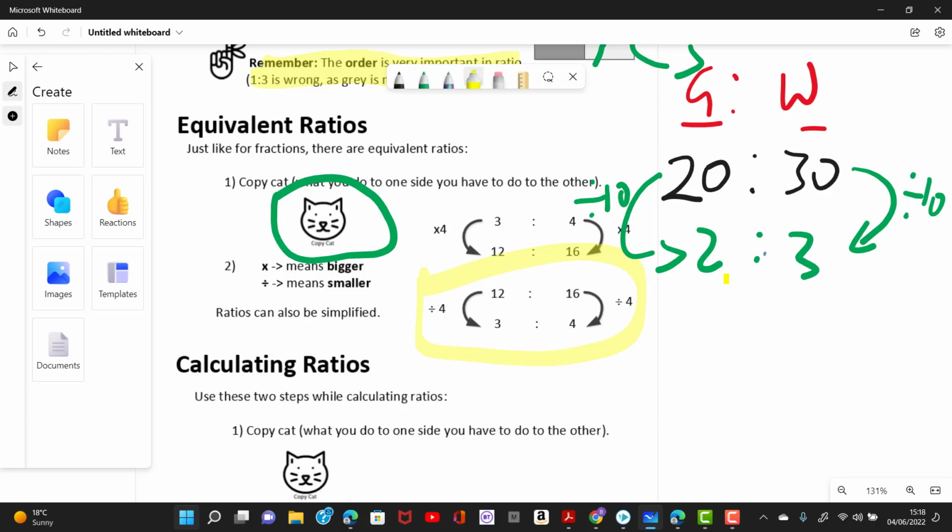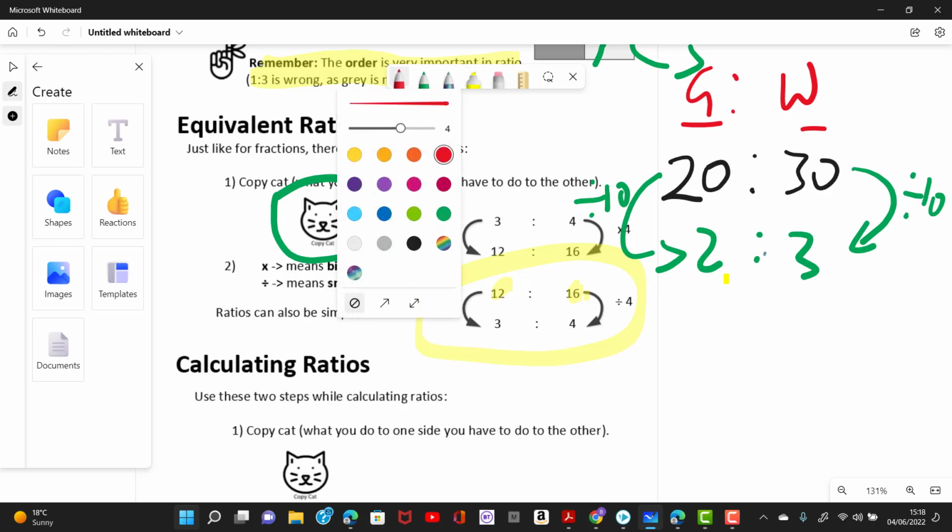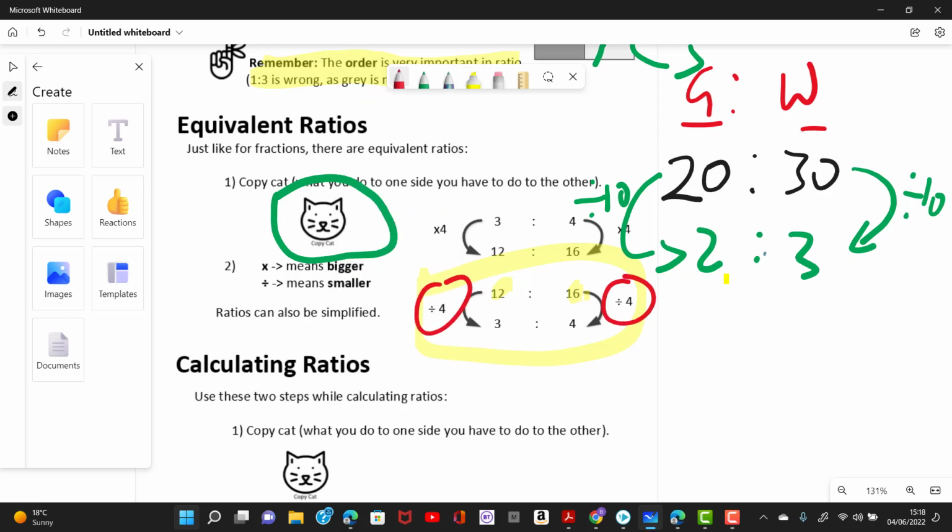Look at this example here, 12 and 16. Whose times table are they both in? They're both in the 4 times table. So you divide them both by 4. So that simplifies to 3 to 4.